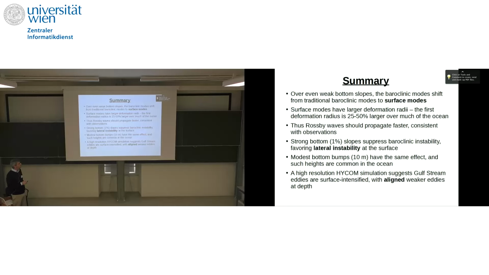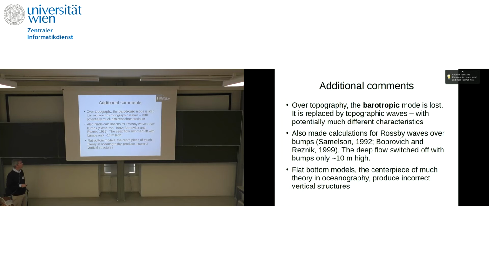and they move faster than they would otherwise. You need strong bottom slopes to suppress baroclinic instability in the ocean, and that favors lateral instability at the surface, but you can get the same effect from very modest bottom bumps, okay, 10-meter bumps or something. So that tends to have the same effect. And high-resolution simulations suggest that you have these eddies which are at depth, which are aligned with the eddies that are at the surface. Okay.